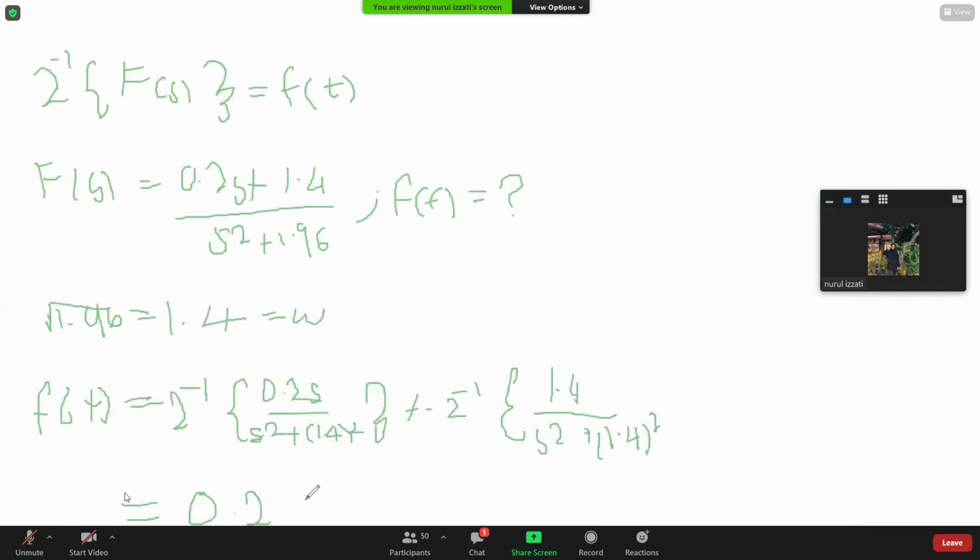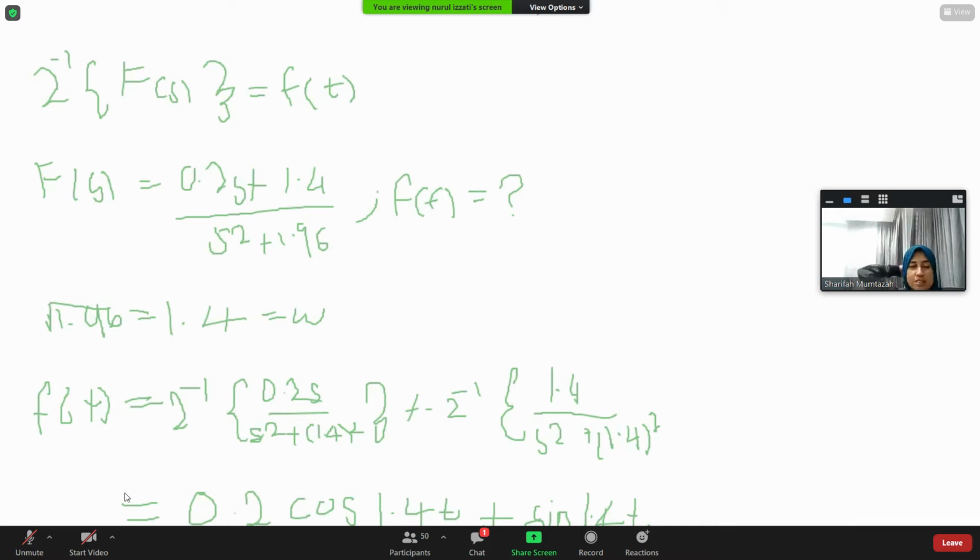Two cos, okay, omega is 1.4, so cos 1.4t, good, plus sine 1.4t. All right, thank you so much, Izzati. Okay, so that is about Laplace transform.